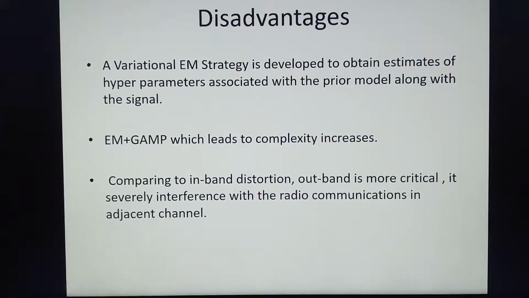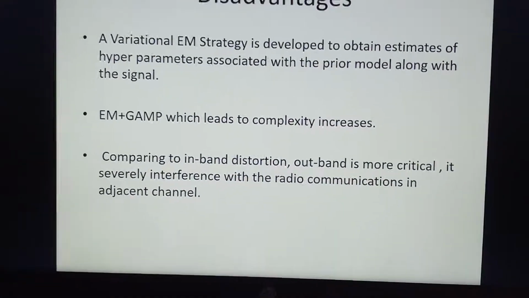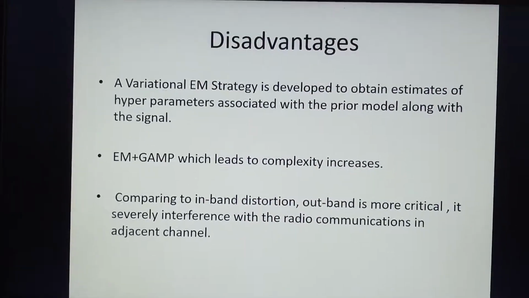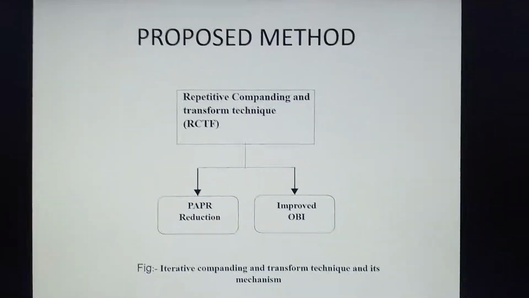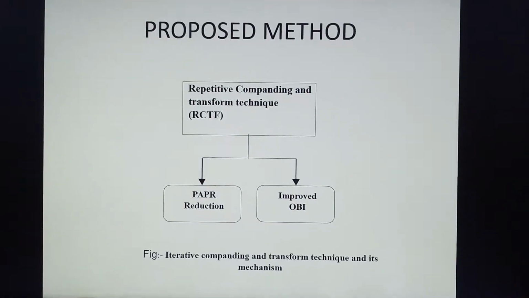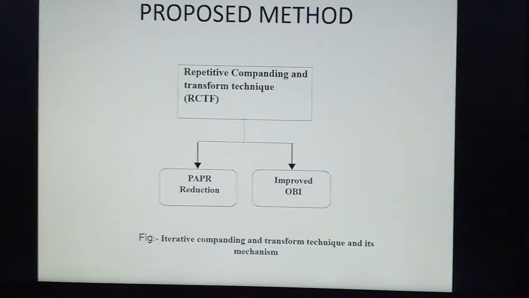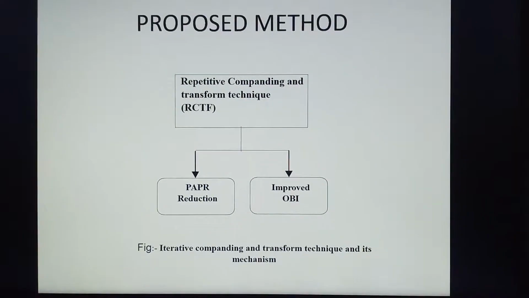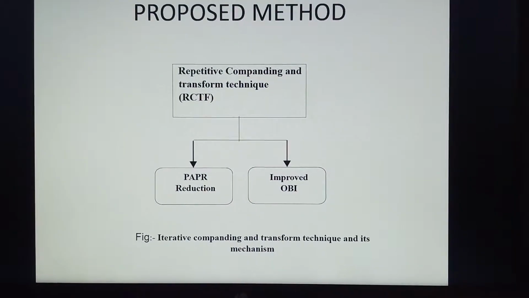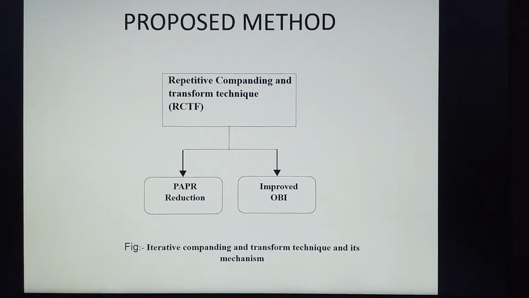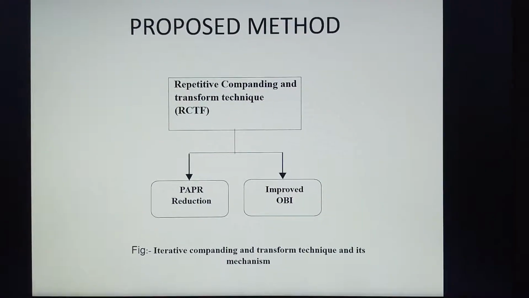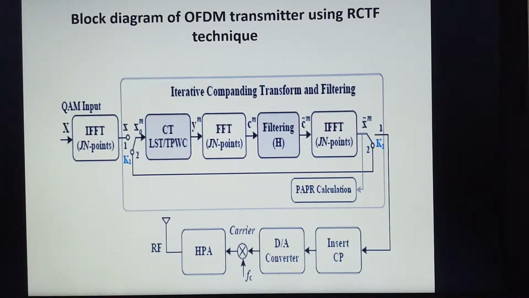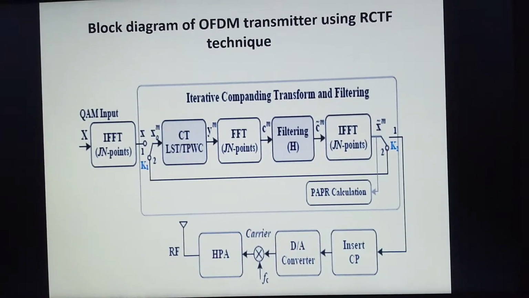Compared to in-band distortion, out-band distortion is more critical and it severely interferes in radio communications. So for reducing the drawbacks, we are introducing a technique called RCTF, which means repetitive clipping and transform filtering technique. In this we are reducing the PAPR and also improving the OBI. OBI means out-band interference.